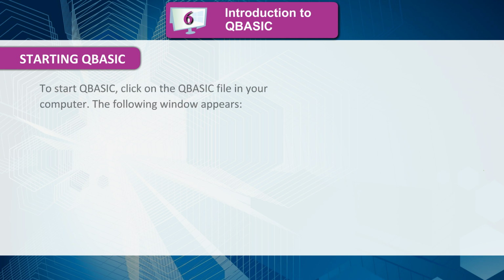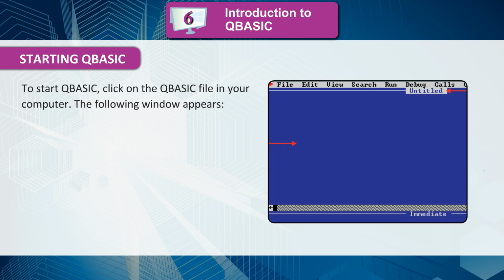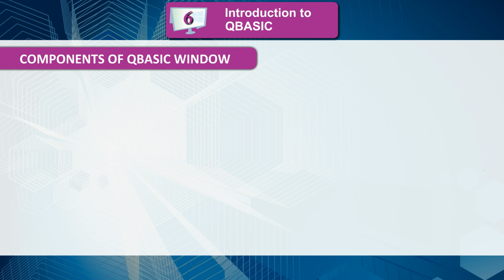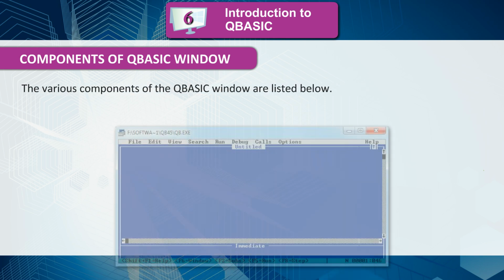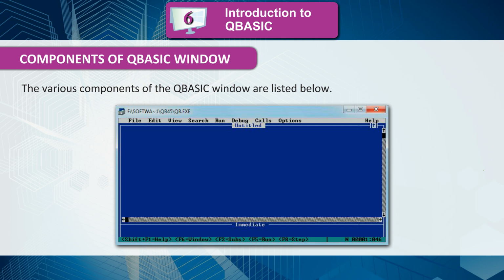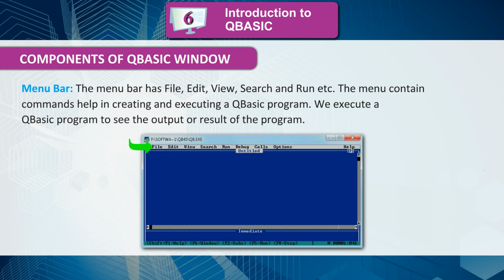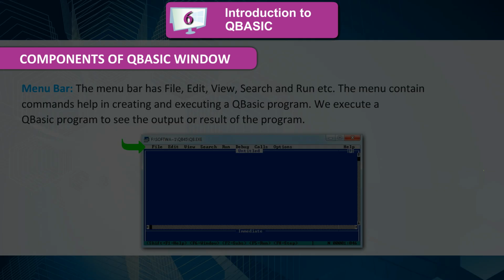Starting QBASIC. To start QBASIC, click on the QBASIC file on your computer. The following window appears. Components of the QBASIC window. The various components of the QBASIC window are listed below. Menu bar: the menu bar has File, Edit, View, Search, Run, etc. The menus contain commands that help in creating and executing a QBASIC program. We execute a QBASIC program to see the output or result of the program.